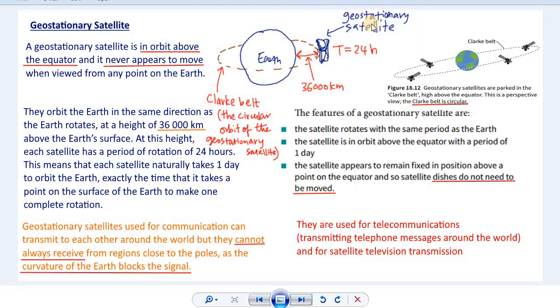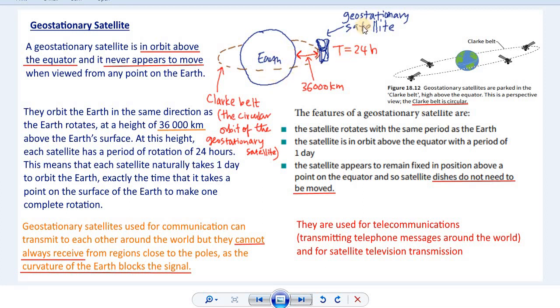Then these geostationary satellites have a constant distance from the surface of the Earth, which is about 36,000 kilometers from the surface of the Earth, and from the center of the Earth it's about 42,300 kilometers. So remember, from the surface it's 36,000 kilometers. From the center, if you add the radius of the Earth to this, then it will be about 42,300 kilometers.